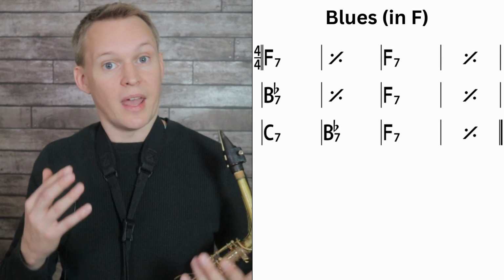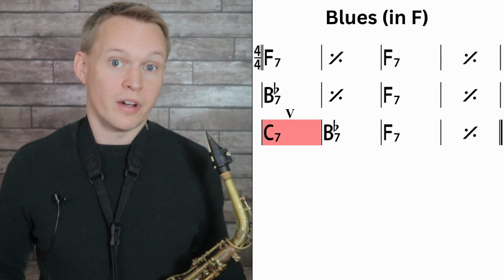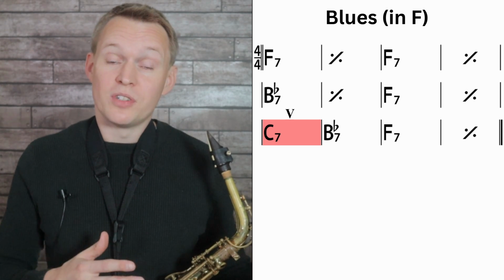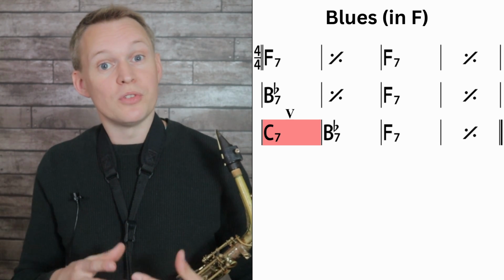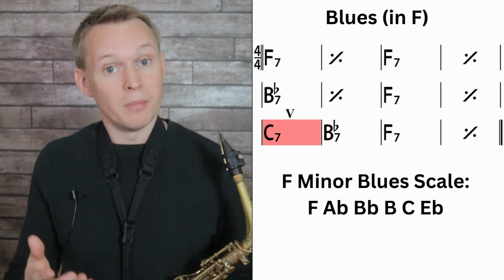If we take a blues in F now, you can see that C7 is now in that chord 5 position. Now similarly to the blues in G, because this is now a blues in F, when we land on that 5 chord, we can use the F minor blues scale.